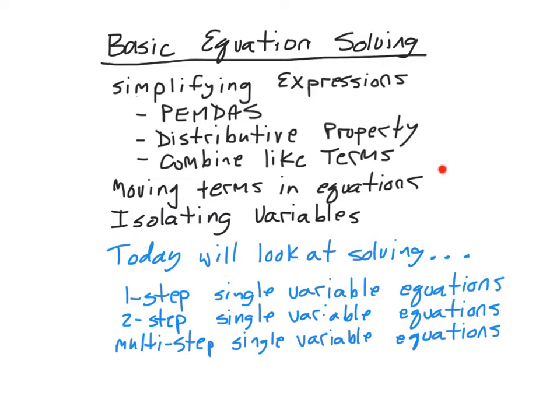And then finally we like to combine like terms, and all of those things right there are generally simplifying expressions. Then we typically want to be able to move terms in the equations, like from one side of the equal sign to the other side. And then the goal is always to isolate variables. In this case, the variable that we're looking for.